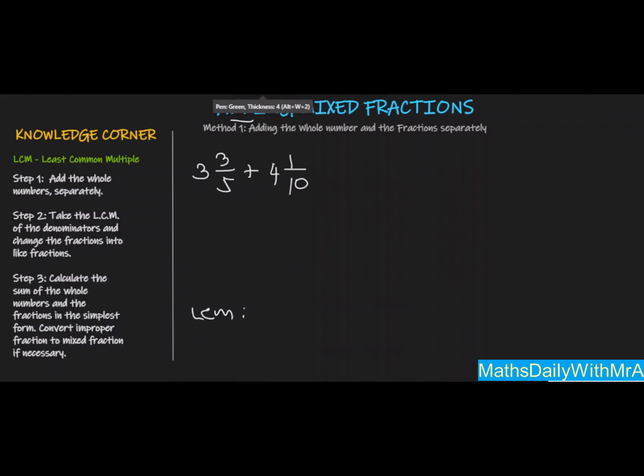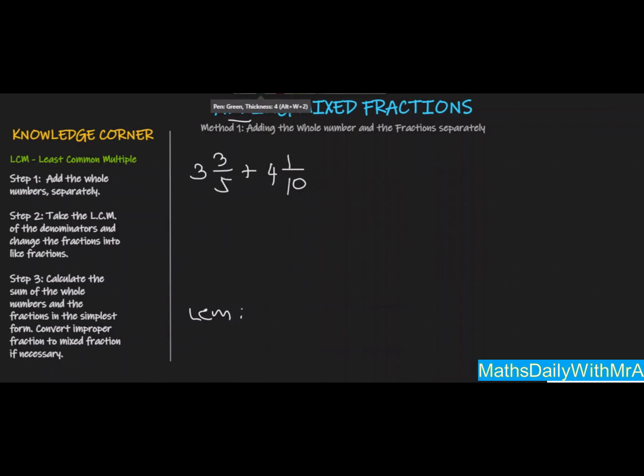Adding mixed fractions. In this video, we will learn how to solve addition of mixed fractions or addition of mixed numbers. There are two methods to add the mixed fractions. First, adding the whole number and the fractions separately. And second, converting mixed fractions to improper fractions. Either of the two methods can be used to add the mixed numbers. Let us take this example. 3 and 3/5 plus 4 and 1/10.